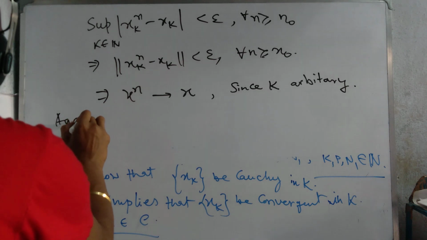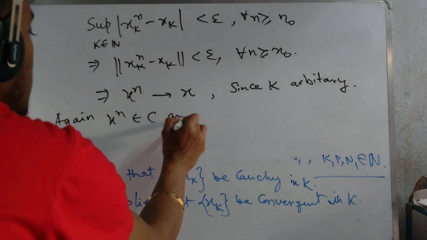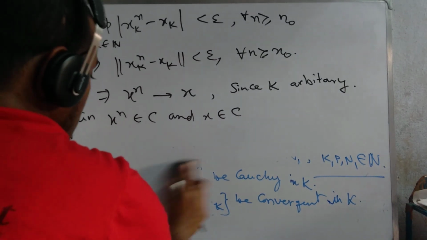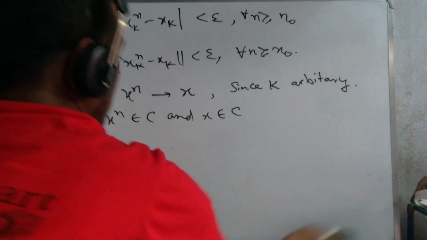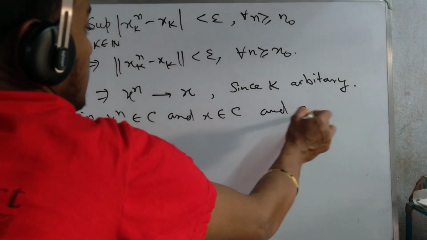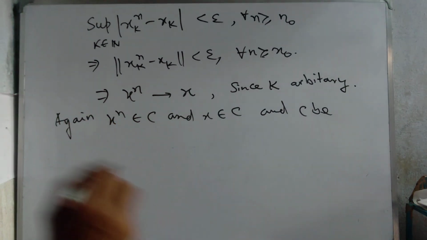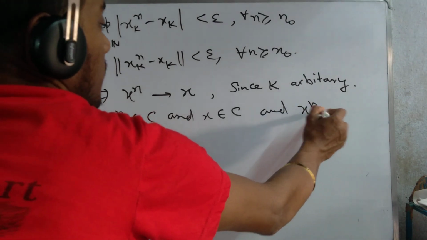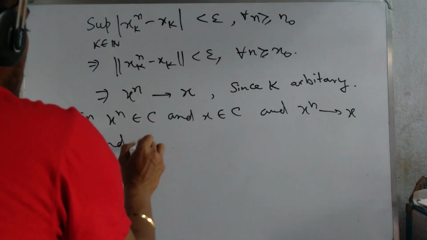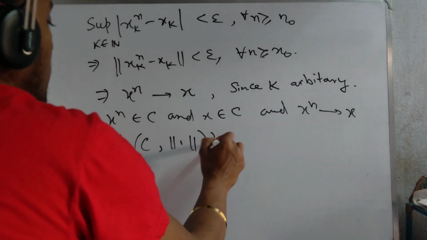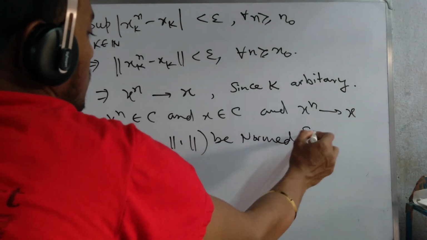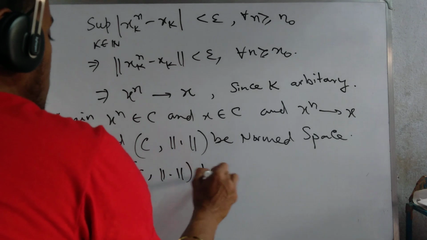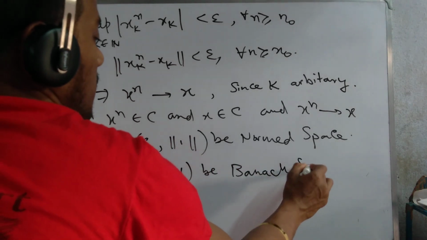So again, x^(n) belongs to c and x belongs to c, and x^(n) converges to x, and c is a normed space. So c is a Banach space. Not a problem at all.